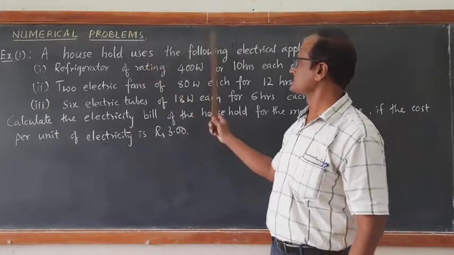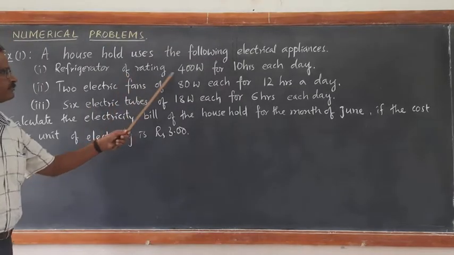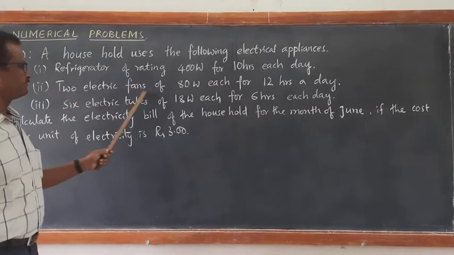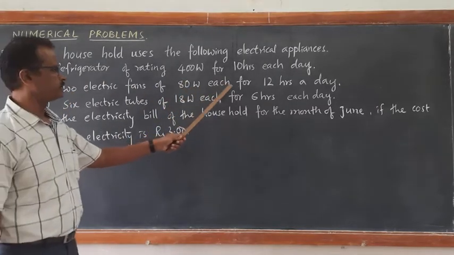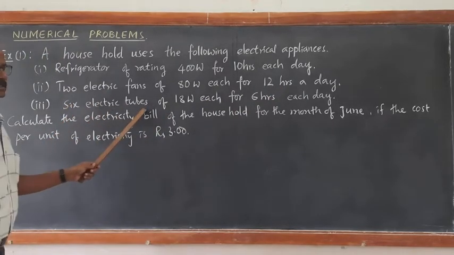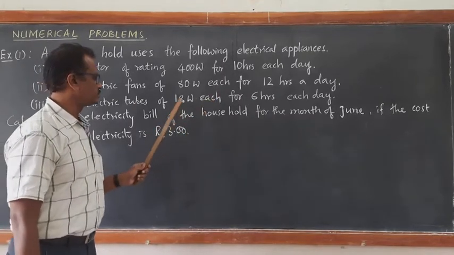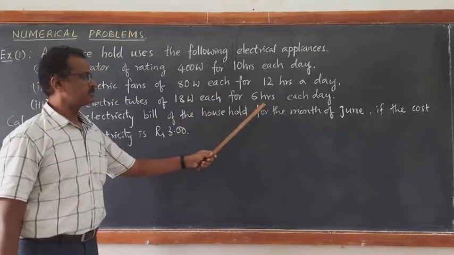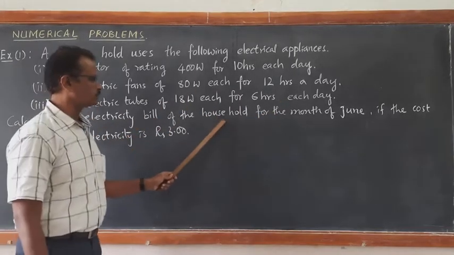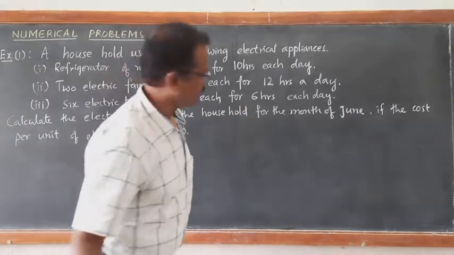A household uses the following electrical appliances: a refrigerator of rating 400 watt for 10 hours each day, 2 electric fans of 80 watt each for 12 hours a day, and 6 electric tube lights of 18 watt each for 6 hours each day. Calculate the electricity bill of the household for the month of June. Underline this, for the month of June.